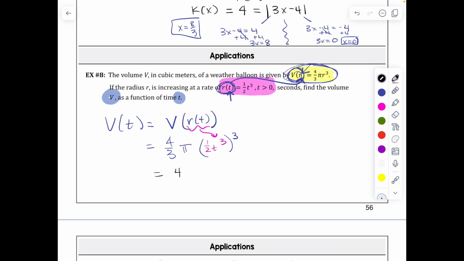Go ahead and evaluate this. We get 4/3 pi times t cubed cubed, which is t to the 9th, and 1/2 cubed is 1/8. So this becomes V of t is pi over 6 times t to the 9th.